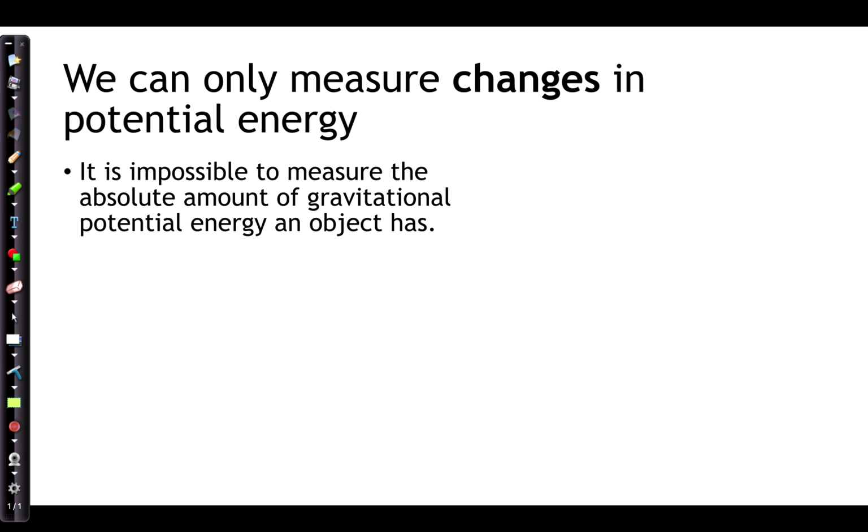actual absolute amount of potential energy an object has just sitting there. Potential energy is always about changes in energy, like what happens when you raise an object up farther away from the Earth. It gains potential energy because it's attracted to the Earth. And if you lower the object down, it loses potential energy as it gets closer to the Earth. So yeah, the only thing you can actually measure is change in potential energy.